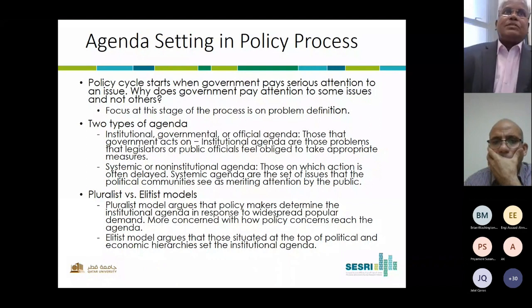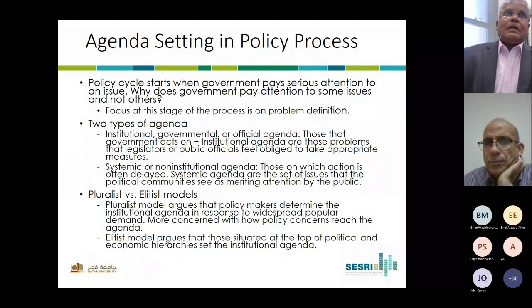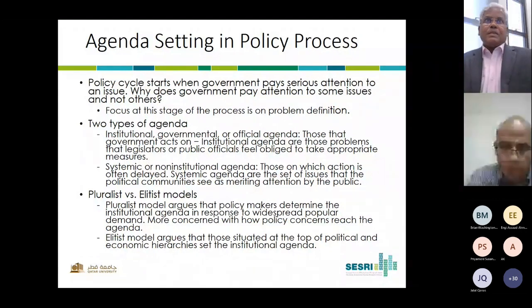The focus at this stage of the policy cycle, in agenda setting, is on the problem: the identification of the problem and the definition of the problem. There are two types of agenda in policy action. Broadly, there could be other types of agenda, but this is a broad classification of policy agendas.